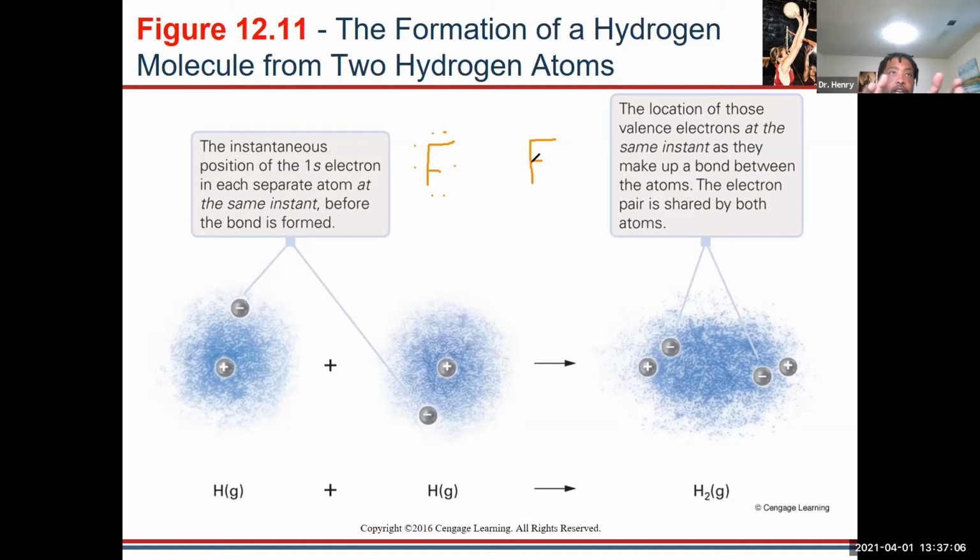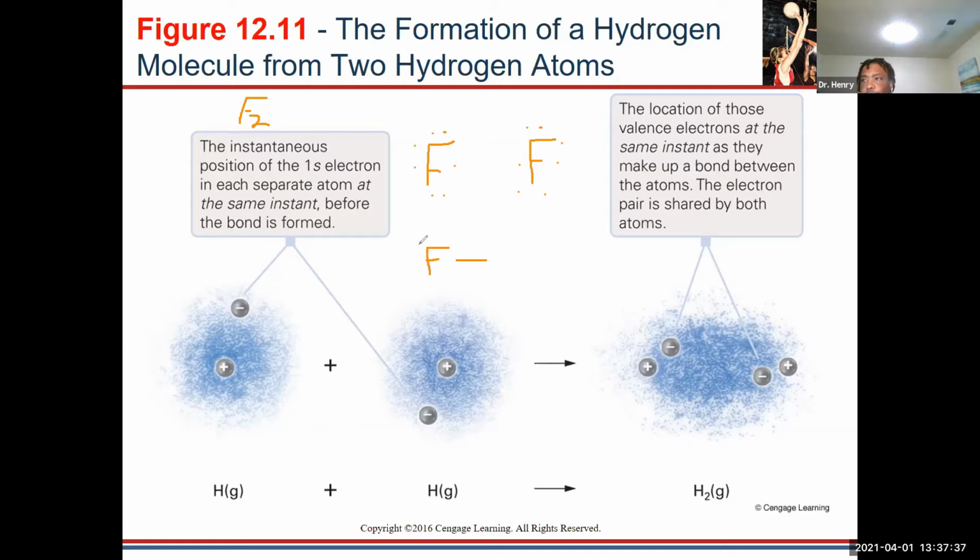Anytime we're talking about fluorine gas, we know that it's F2. So in this case, we're talking about F2. Both of these guys have 7 valence electrons. So how many electrons are they going to share to reach what we call their octet? A single bond. It's going to be a single bond, so they're going to share 2 electrons.